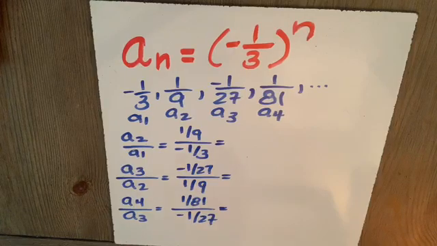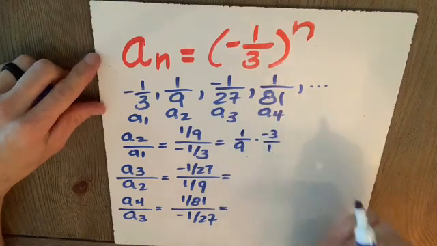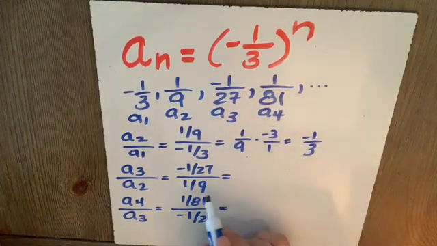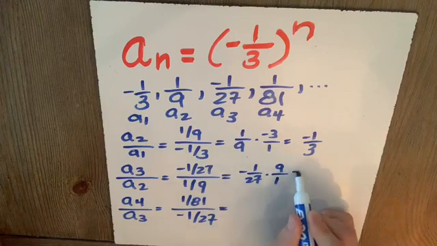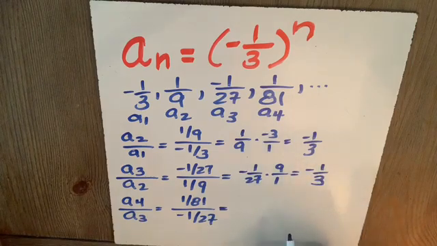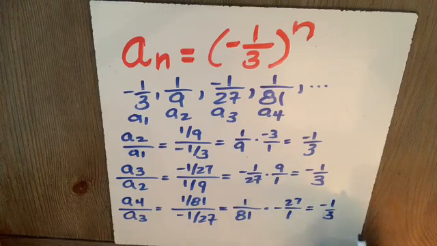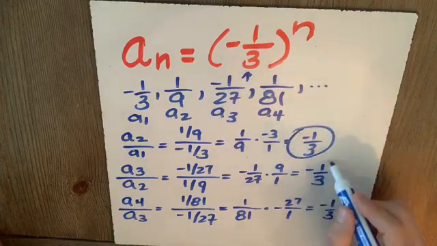For this particular sequence, A2 divided by A1 is 1/9 times negative 3/1 when I keep, change, flip, which is going to simplify to negative 1/3. Here, if I keep negative 1/27 times 9/1, I also get negative 1/3 when I simplify. If I do A4 over A3, I have 1/81 times, keep, change, flip, 27/1, and that's going to give us negative 1/3. Is it any surprise that the base became our common ratio? I don't think so.